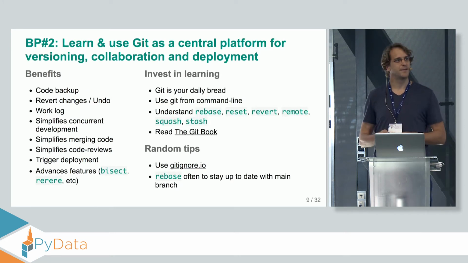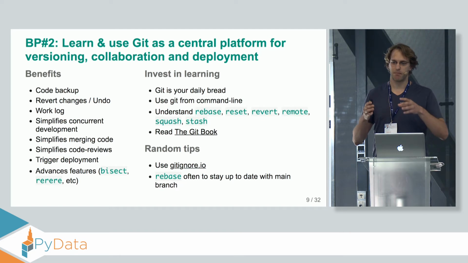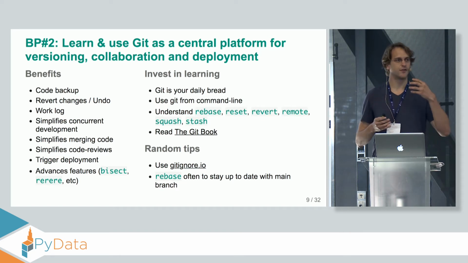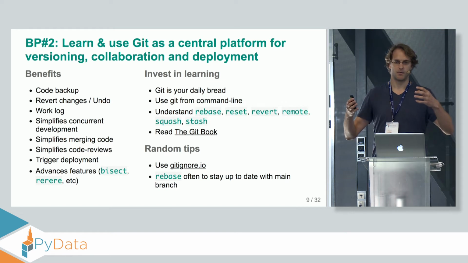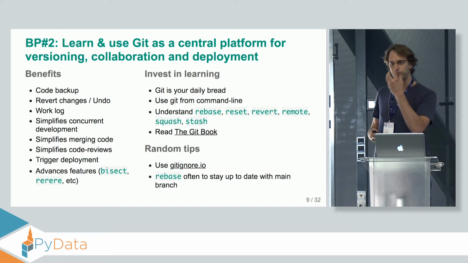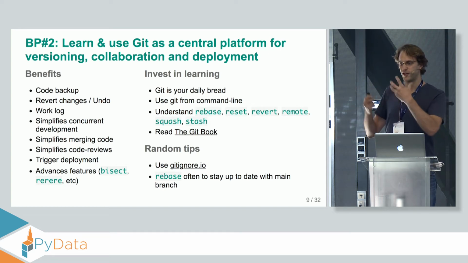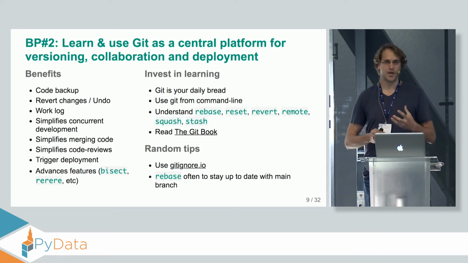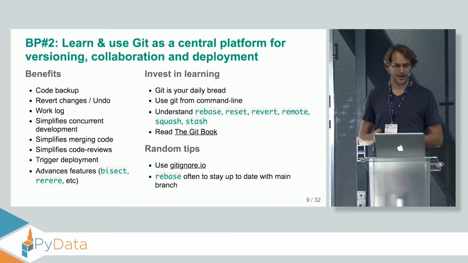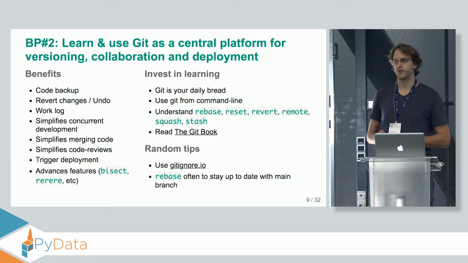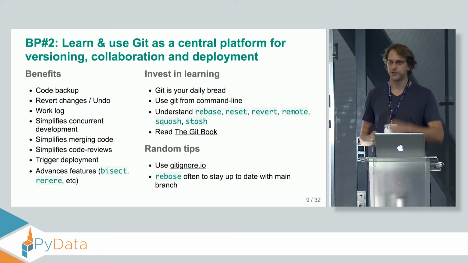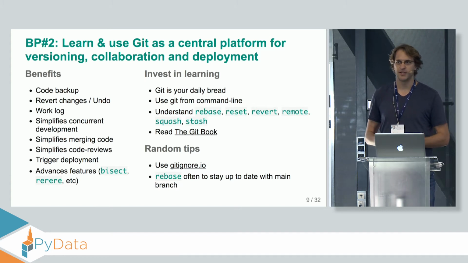All right, once you have a team, then just use Git. Use it as a platform for versioning, collaboration, and deployment. I think of Git as the centerpiece in all projects that the whole engineering and development revolves around. Using Git has great advantages, listed on the left side. What's also important is that Git's usability can be improved, as it might be a bit unintuitive sometimes. What helps a lot is to invest in learning Git, use it from the command line, and understand the basic commands. This really helps.